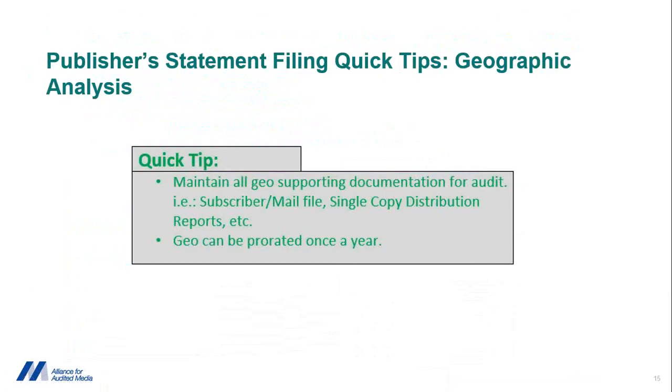One thing when you're doing the geographical analysis, you do need to do an actual one once a year. The other one, you can prorate. So the one that you're doing actual, you want to make sure you maintain all that backup documentation for the audit. So your subscriber list, any single copy reports, things of that nature you want to maintain for the audit. But you are eligible to prorate your geo once a year. So if you always prorate in December, if you want to prorate the December statement, that means June you're going to do an actual geographical analysis. And that means moving forward, every June will be actual.